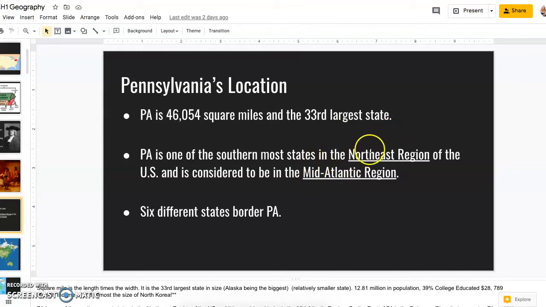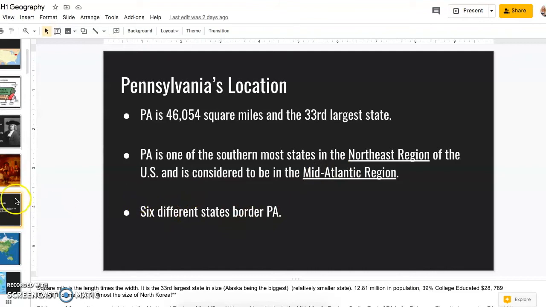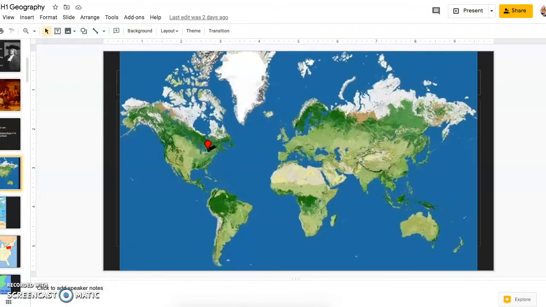And oftentimes you'll see districts or even sports, such as the NCAA, set up their leagues, ranks, brackets, and whatever based on these regions. So this isn't just for our book. Other people actually use these to identify where they're located. Pennsylvania does have 6 border states, and I will show you quickly the border states. But first, here's our general location. We should be able to use a world map to find it, I hope.